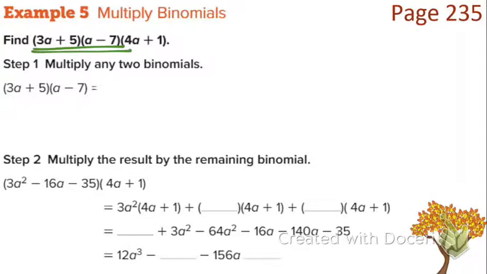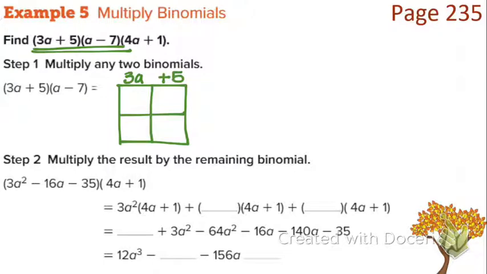So let's make a box. Find yourself some space in your margin, and we're going to organize it a little differently. I do think working it in a box students tend to be a little bit more organized with their work. So go ahead and fill in all 4 squares. You're taking 3a plus 5 and multiplying it by a minus 7.